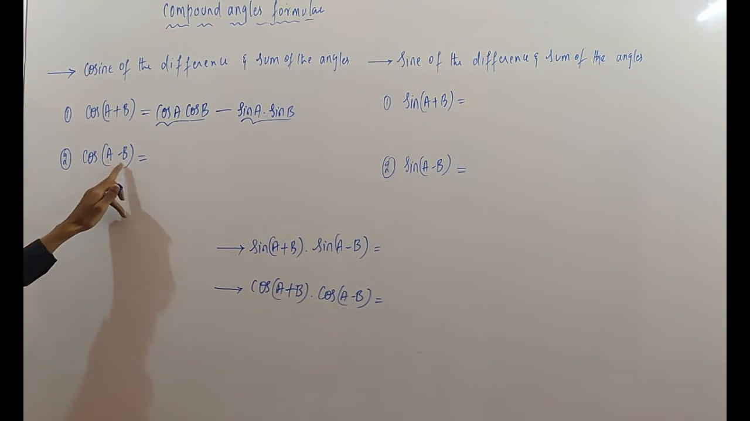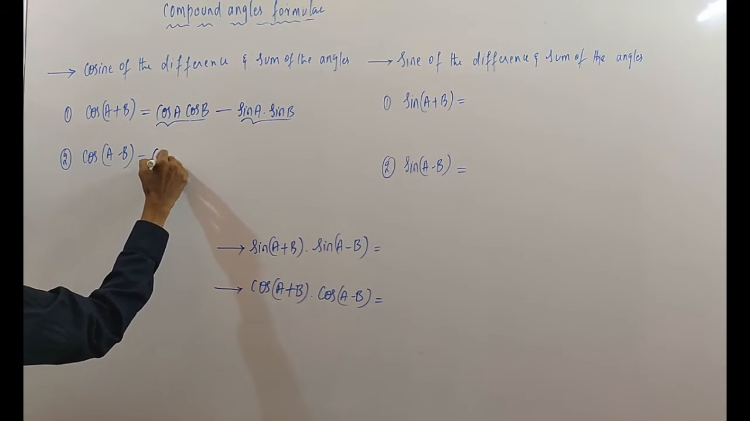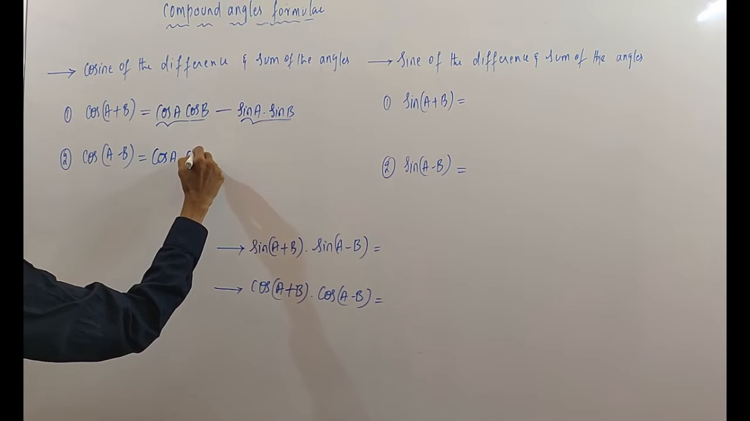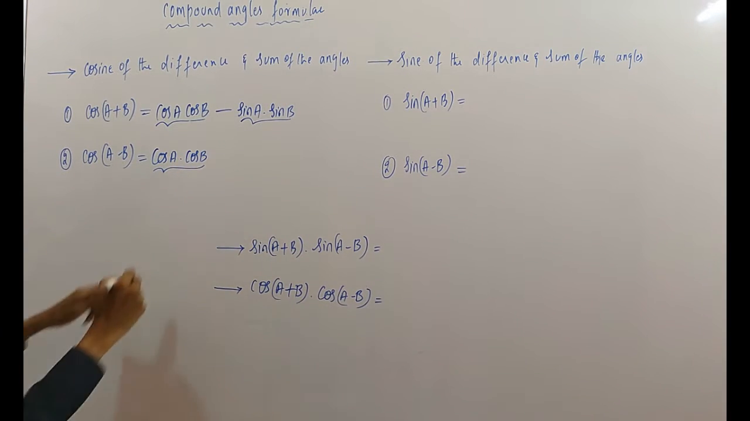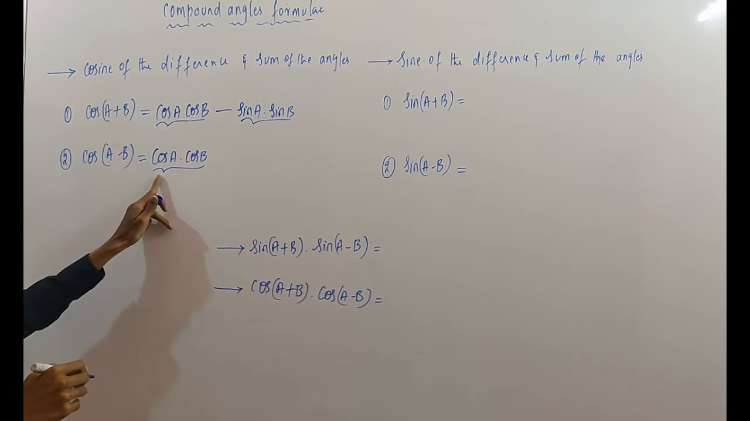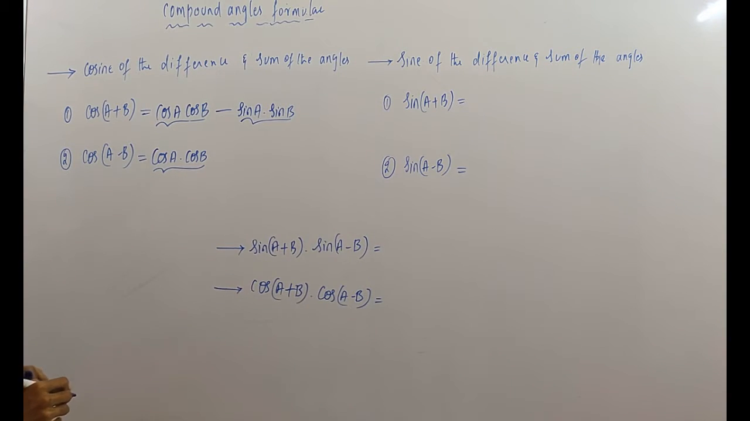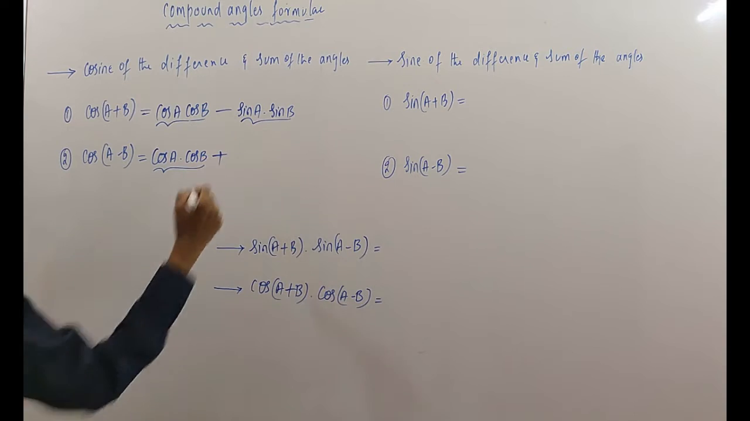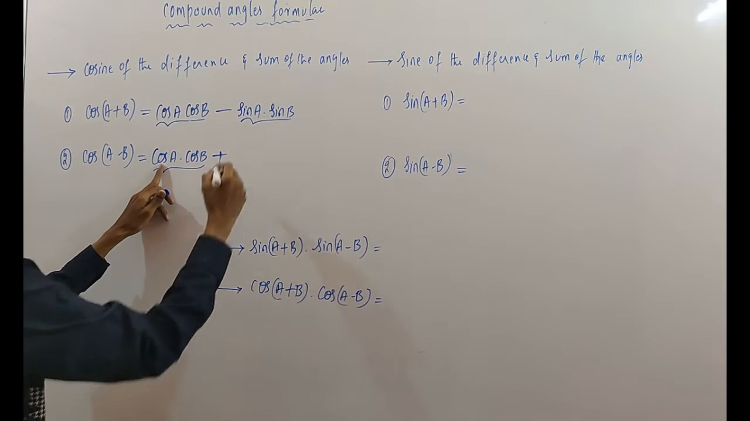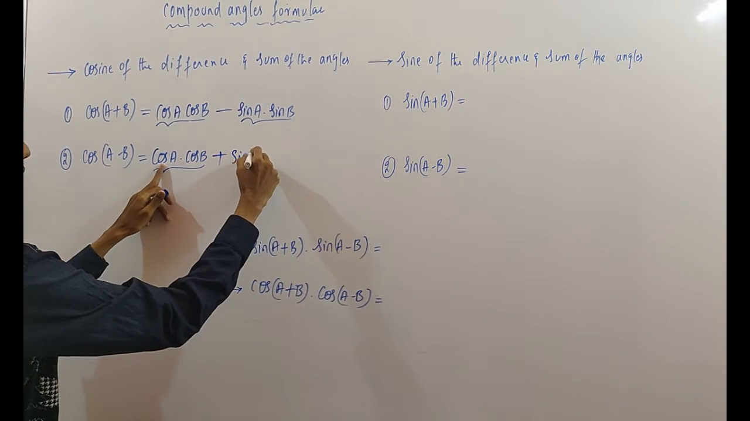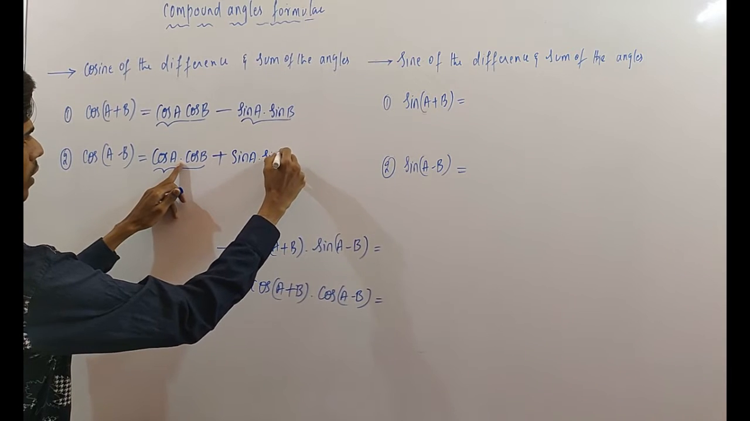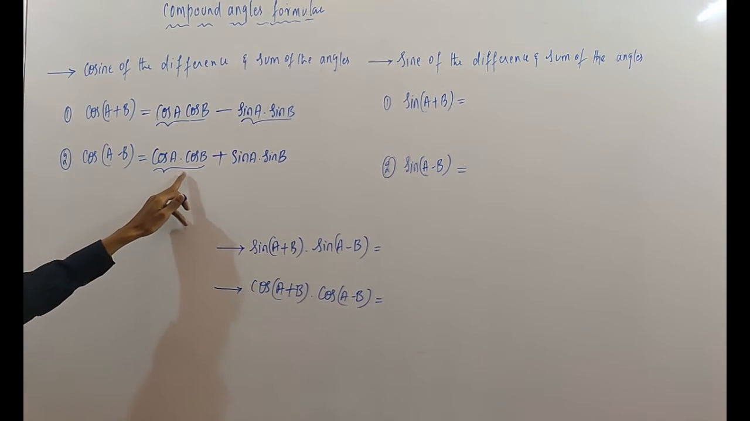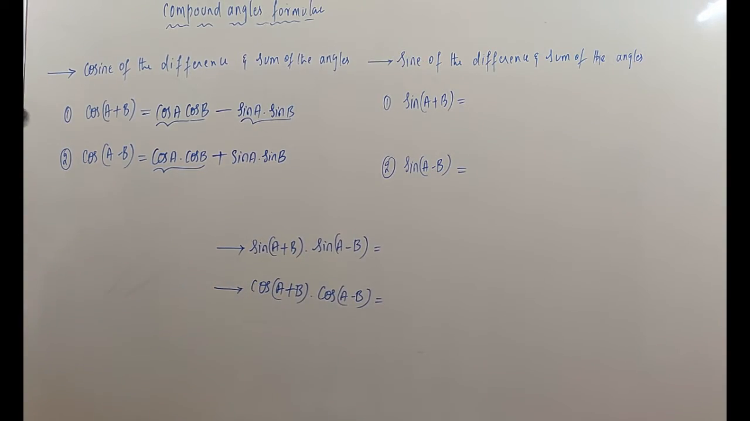Similarly, we have cos A minus B, so write down cos A. Next write down cos B. These two should be same. For cos, the first two quantities should be cos A cos B. Here minus sign is there, so write down the opposite sign, that is plus. Now change this cos to sine, so it will become sine A into sine B. This is the formula for cos A minus B: cos A cos B plus sine A sine B.